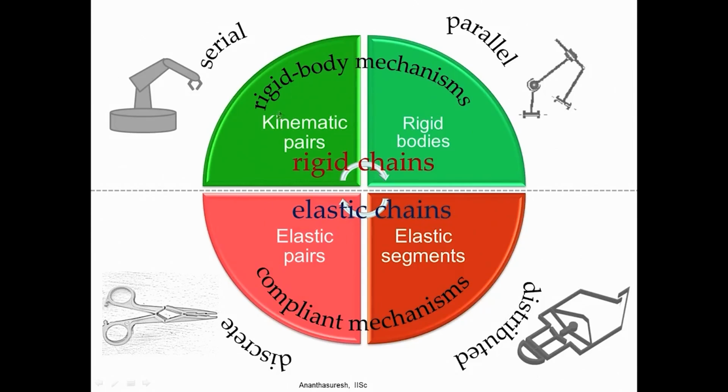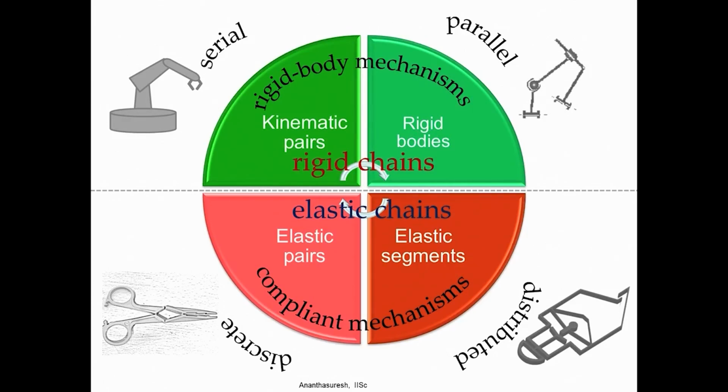Just like we have kinematic pairs, we have elastic pairs here. As opposed to this, we have another kind of compliant mechanism. We will see a movie of it later in this lecture, which has distributed compliance. If this is discrete, that is deformation is limited to a few locations, here the deformation is for all the segments. Okay? That is what we call elastic segments, elastically deformable segments as opposed to rigid bodies. That is how we can characterize and understand compliant mechanisms as opposed to rigid body mechanisms.